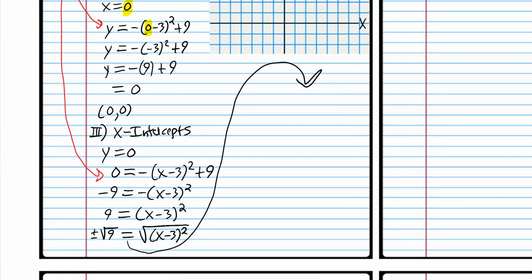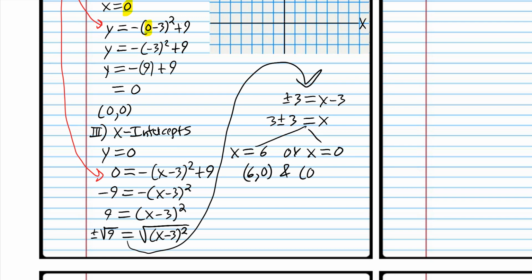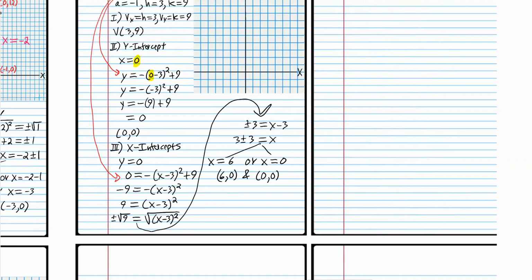What number times itself is equal to 9? Well, that's going to be 3. 3 times 3 is 9. And then we get x minus 3, so now we're going to add 3 to both sides, and we get 3 plus or minus 3. So if 3 is positive, we have 3 plus 3 is 6. And if 3 is negative, we have 3 minus 3 is 0. So what does that mean? It means one x-intercept is (6, 0), and the other intercept is (0, 0).